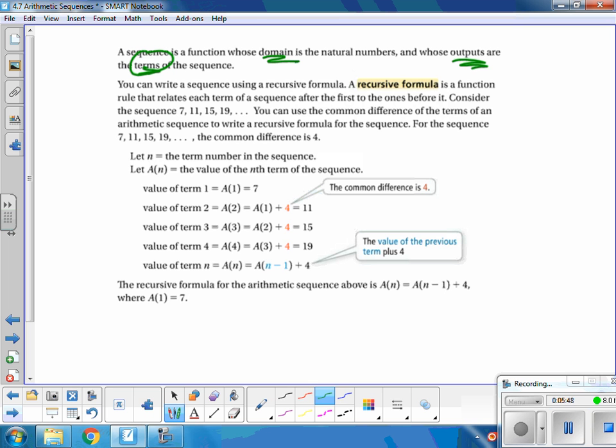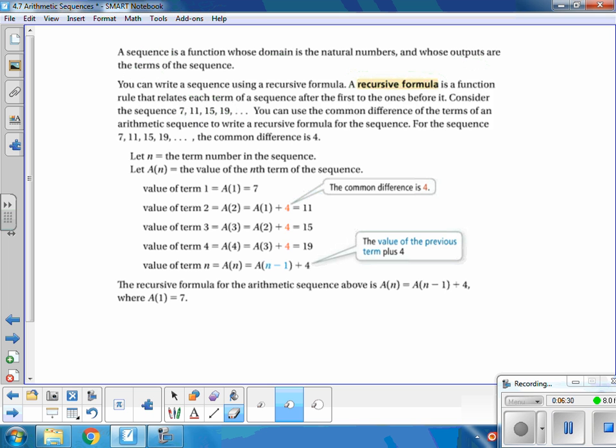You can write a sequence using a recursive formula. So here's a new one, and there's two formulas we're going to talk about today. First one is recursive. This is a function rule that relates each term of the sequence after the first to the ones before it. So this is saying in order to get my value, I need to know the previous number because each number is dependent on the one before it. To get to the 19, I needed to know the 15. To get to the 15, I needed to know the 11. To get to 11, I needed to know 7. So really, all of my values, all of my terms were dependent on the number before it. And that shows up in my recursive formula.